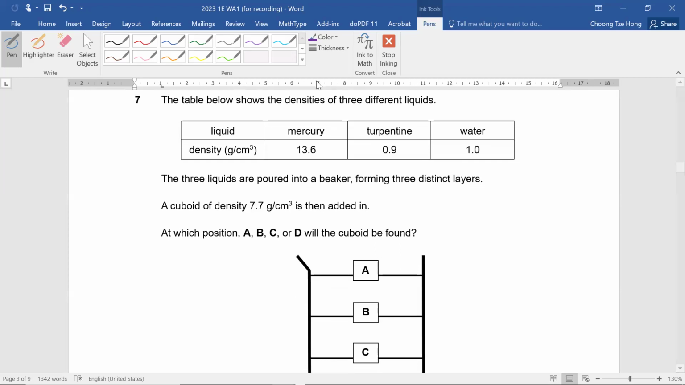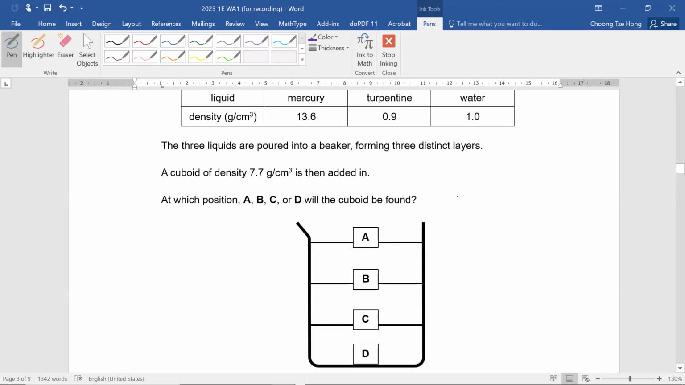Next question is regarding density. So they show the density of 3 different liquids. They pour the 3 liquids into a beaker and then it will form 3 distinct layers. You can actually try out this experiment by using different kinds of liquids like honey, water, oil and all this. Then they will also form different layers, and you can put different objects inside and see where the final position of the object would be, and use those 3 liquids as a form of density meter.